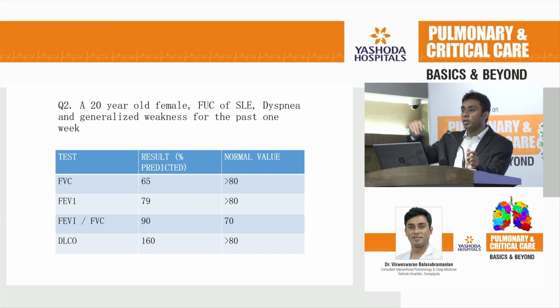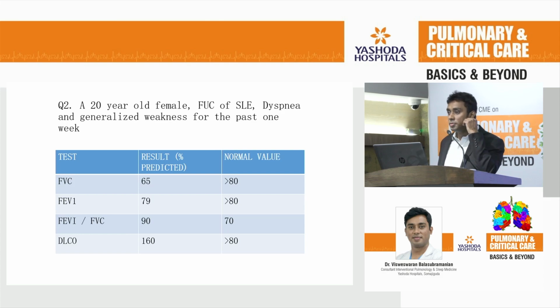Okay, we'll start from here. What are the conditions DLCO will increase? Your good name? Imran, in which condition DLCO will increase? Asthma, yes. DLCO will increase because vascularity will increase.